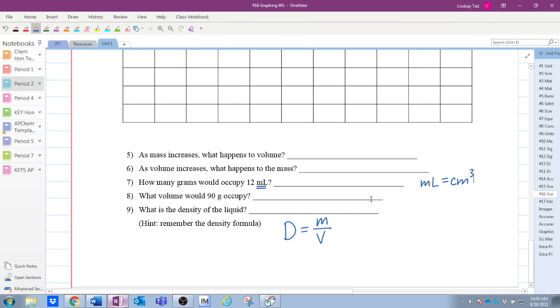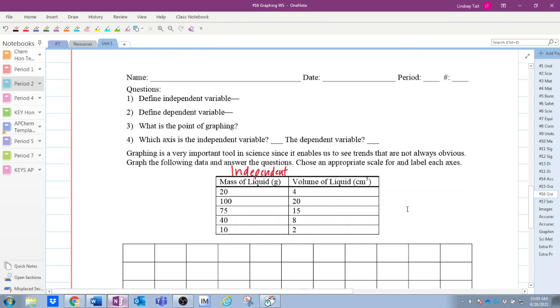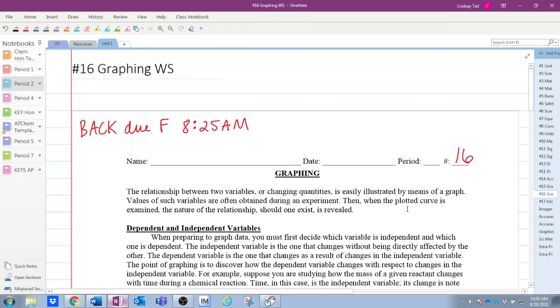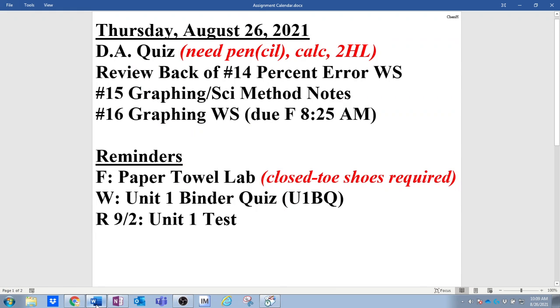Right? All right, and so that's just the backside, what is due tomorrow. What else are we going to have tomorrow? Wow. So we're going to have closed-toed shoes, right? Have your closed-toed shoes tomorrow. Questions? Okay.